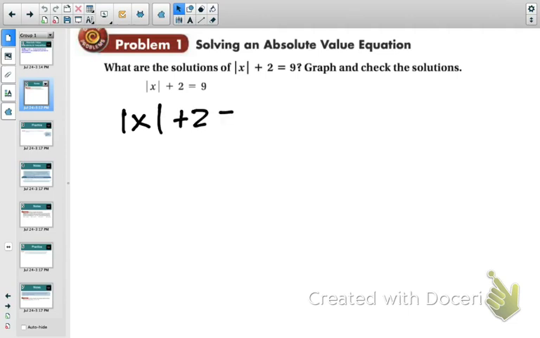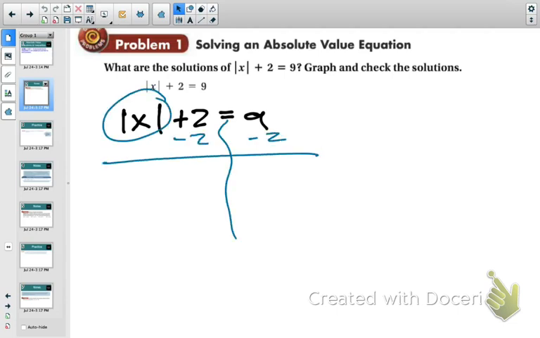So we have absolute value of x plus 2 equals 9. First we need to isolate the absolute value, which is this guy. So we have to subtract 2 to get rid of the 2. Then we get absolute value of x equals 7.